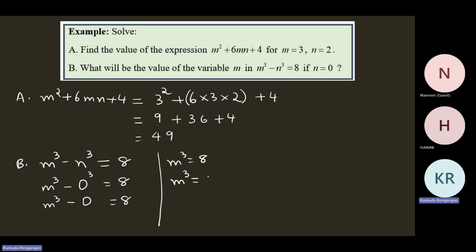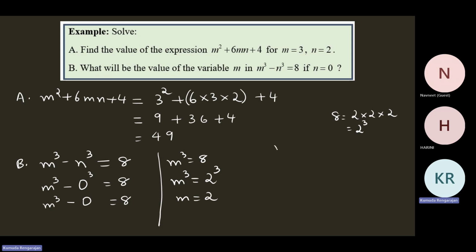Yeah, m cubed is equal to 8. 8 can be written as 2 cubed. Why? Because 2 into 2 into 2 is 8. That means 8 is equal to 2 cubed. So m cubed is equal to 2 cubed. So when you compare both the sides, m is equal to 2.